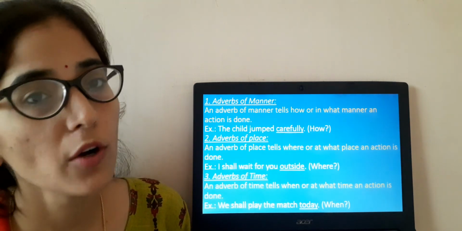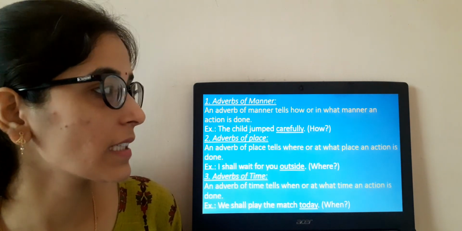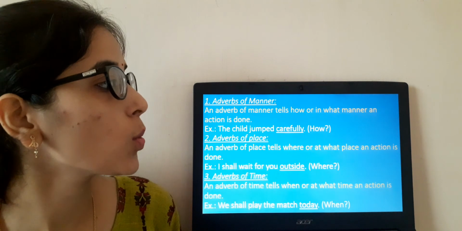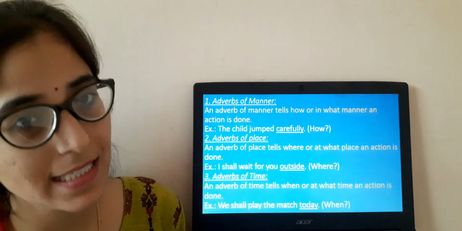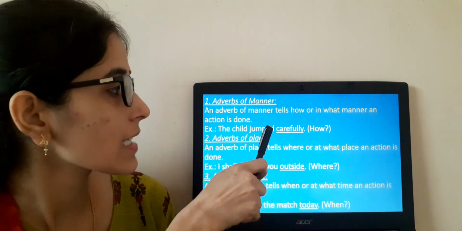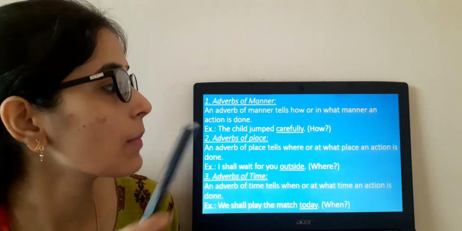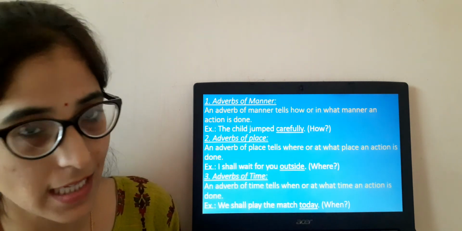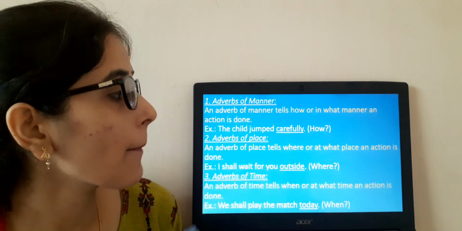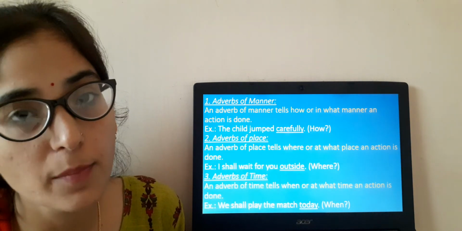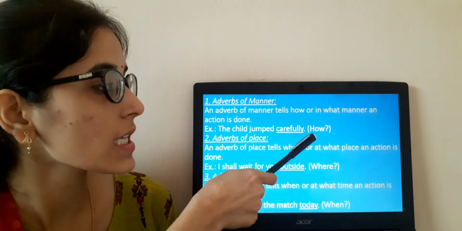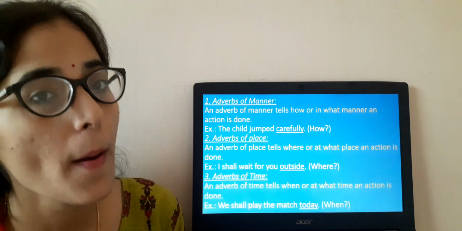First one, adverb of manner. An adverb of manner tells how or in what manner an action is done. So here you can understand that the adverb is telling about how the action has been done. Clear? The child jumped carefully. So how did he jump? Carefully. You are going to ask the question how for manner.